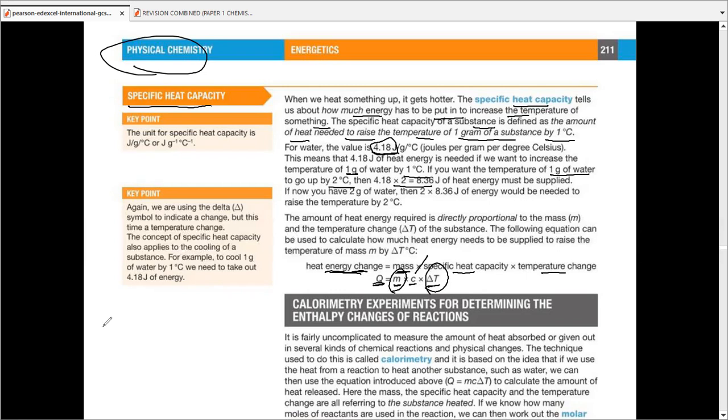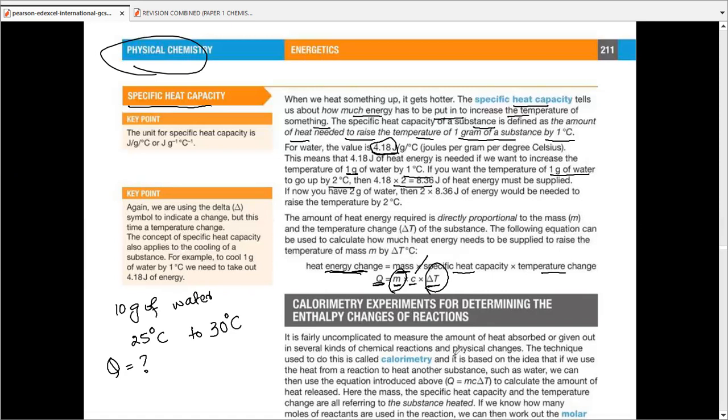Okay, let's, for practice, do an example. Let's say we have 10 grams of water and we need to increase its temperature from 25 degrees centigrade to 30 degrees centigrade. What would be the value for Q? Don't just give me the answer. Just try telling me what you would do.